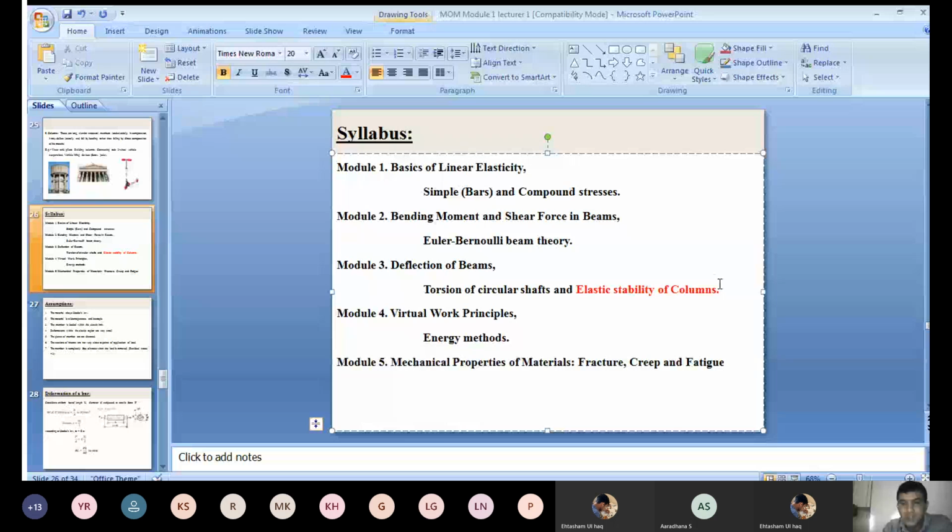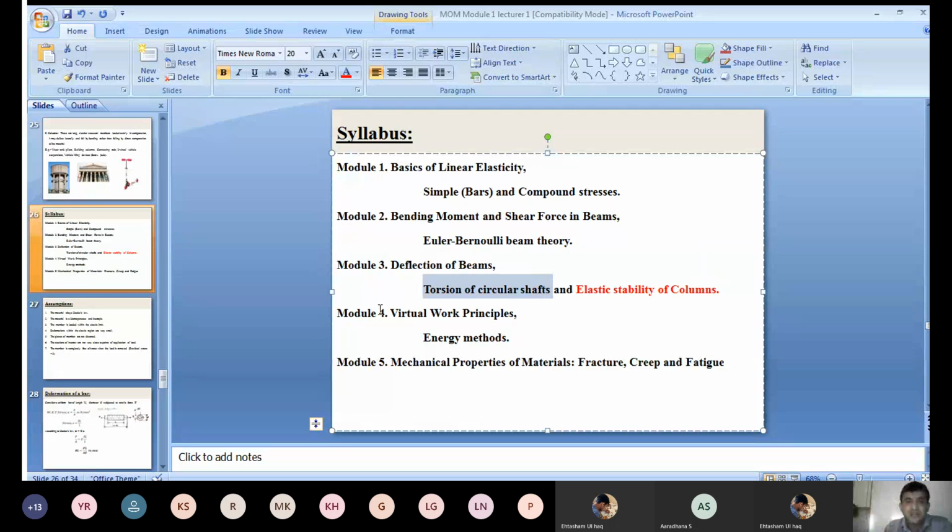Columns are slender members subjected to only compressive load. What do they fail due to? Buckling, not due to compression. They fail due to buckling. This is module 3. The first part discusses only deflection of beams, and the second part covers torsion of circular shafts and columns.